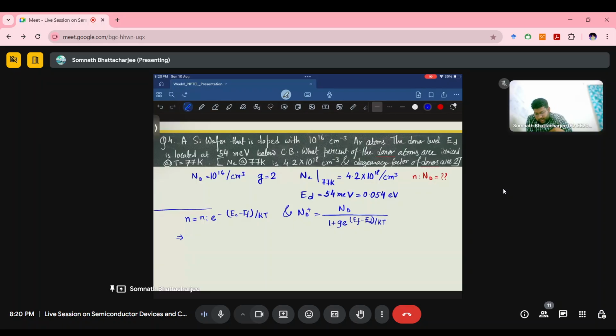And another important point is that to make the semiconductor charge neutral, the value of n should also equal ND plus. So the first term here and the second term here should be equal. You have to solve this and you will get the value of n by ND plus. N by ND, not ND plus. Sorry, n by ND.